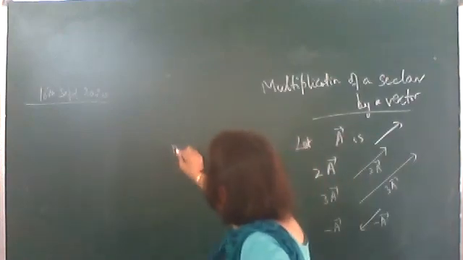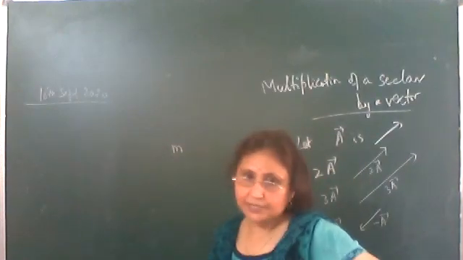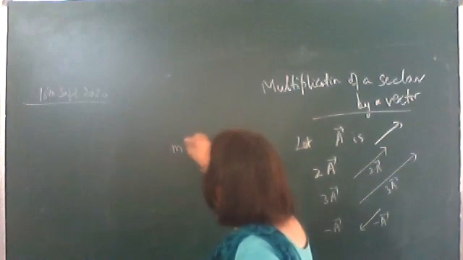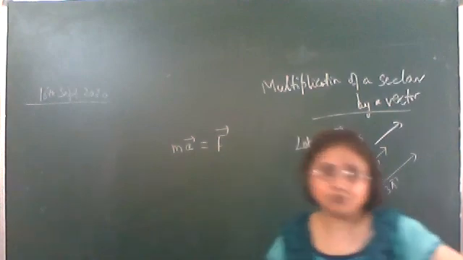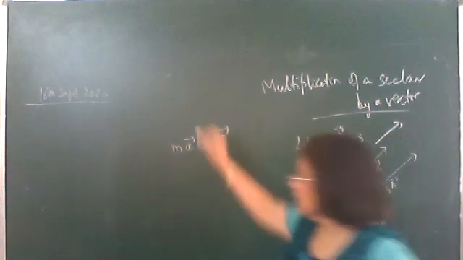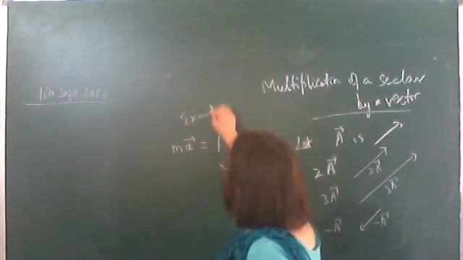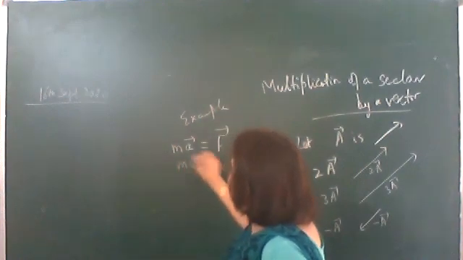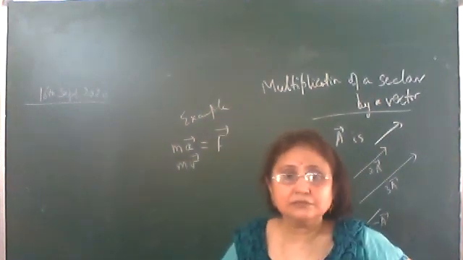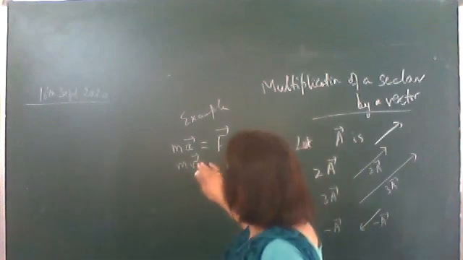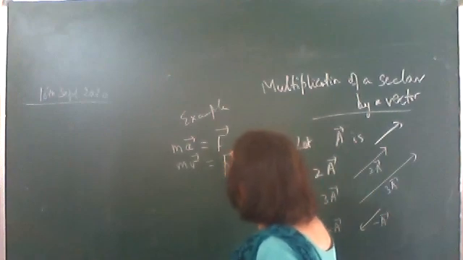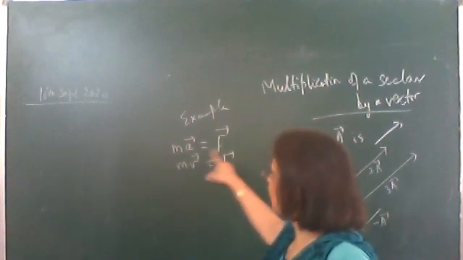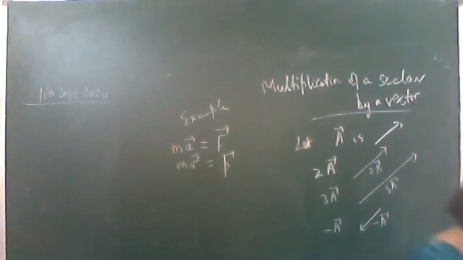Here let us multiply mass, a scalar quantity, by acceleration vector. What do we get? We get a vector quantity which we call force. These are the examples. The same way, mass multiplied by velocity vector is momentum. Again, that is a vector quantity. So a scalar can be multiplied to a vector quantity and the product will be a vector quantity.